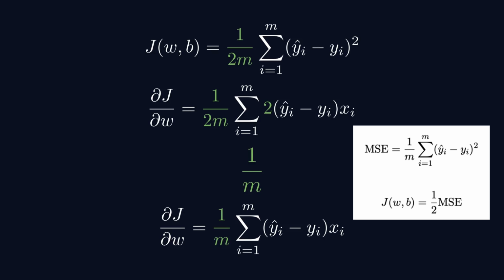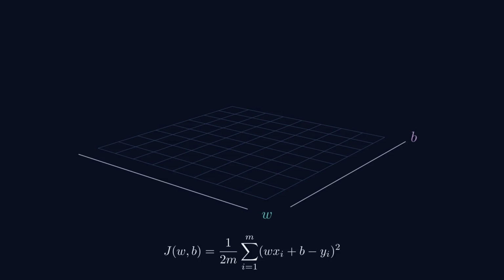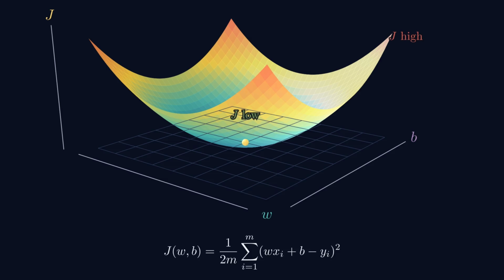It measures how well the line fits the data. J is a surface sitting over the w-b plane. High cost is a hill, and low cost is going to look like a valley. So training is really when you're going to be walking downhill in that paraboloid.